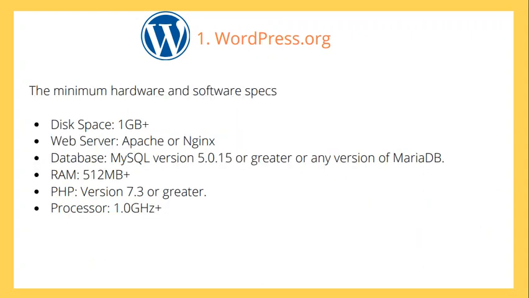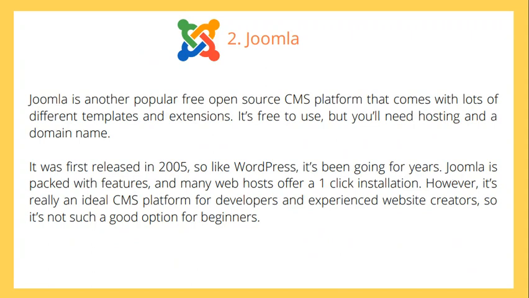And when it comes to the minimum hardware and software requirements, WordPress requires you to have a disk space of 1 gigabyte, web server Apache or Nginx, database MySQL version 5.0.15 or greater, or any version of MariaDB, RAM 512 megabytes, then PHP version 7.3 or greater. And lastly, processor of 1.0 gigahertz.